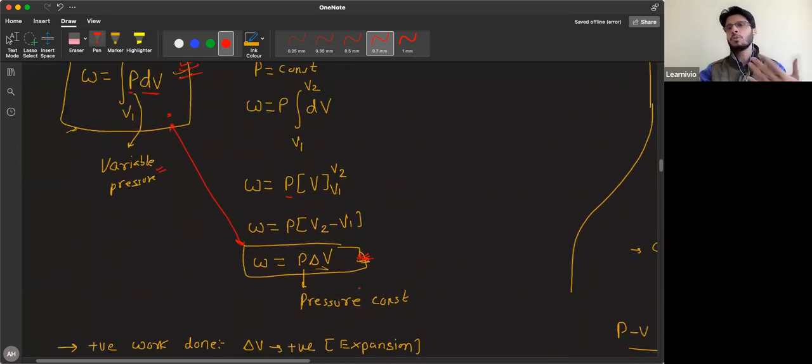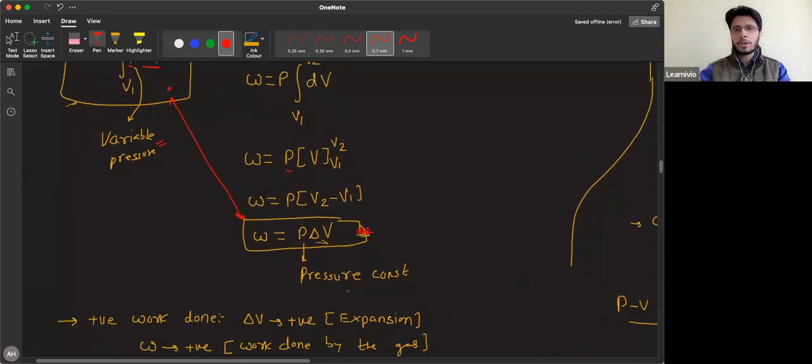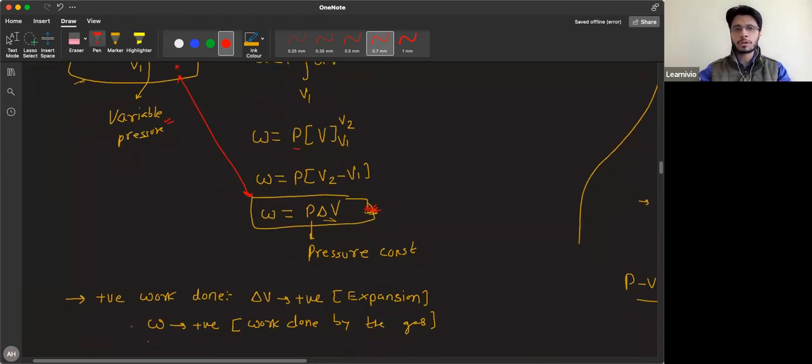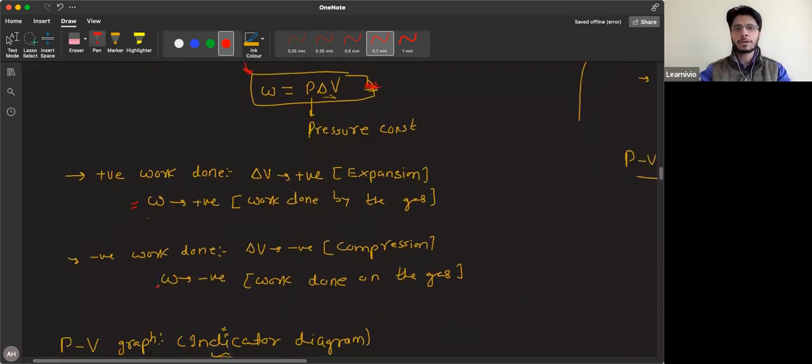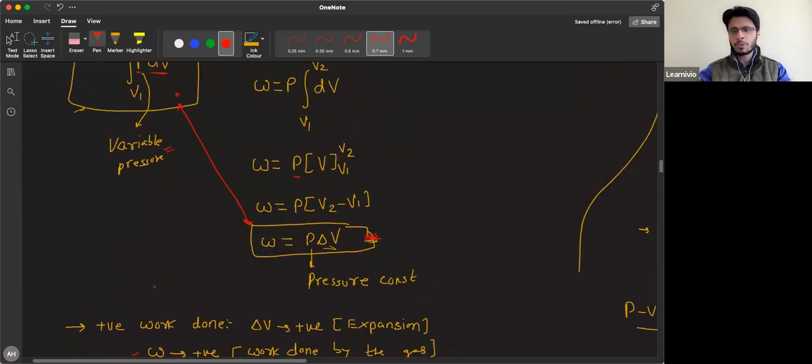Then we have some conventions for work. If the gas is expanding, that means volume is increasing, so change in volume is positive, and your work done is positive. If the gas is compressing, the volume is decreasing, so change in volume will be negative, and work done will be negative. So these are the relations for calculating work done in thermodynamics.